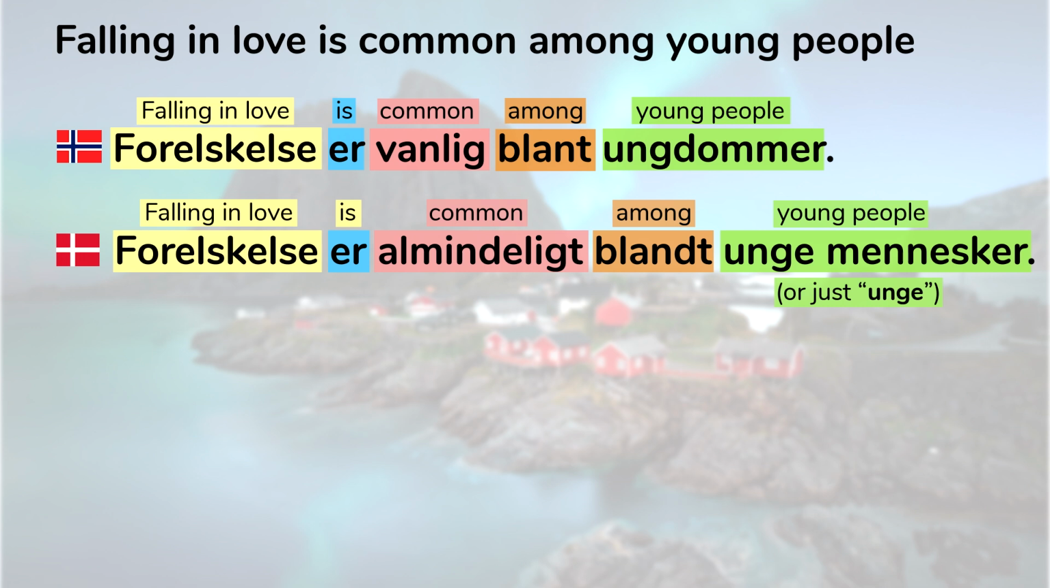In this last pair of sentences, again we see the same sentence structure with some different vocabulary preference. The words for common are different. Notice the different spellings of the words meaning among. Blant. Blandt. But again, D is silent after N, so we don't really hear a difference in the consonants here. The main difference here is in the quality of the A vowel.